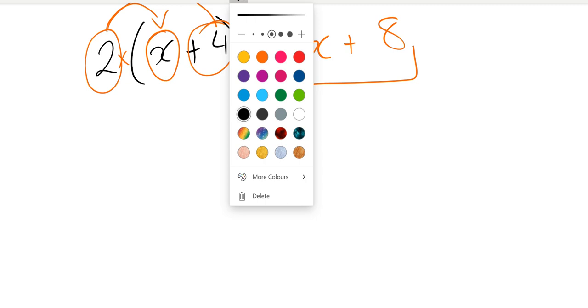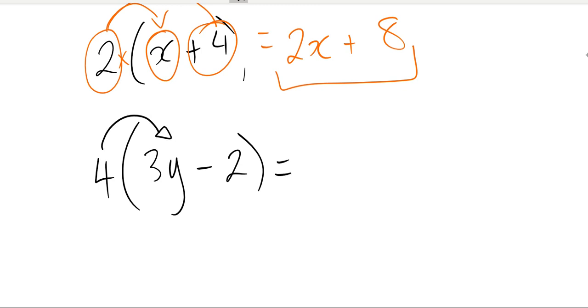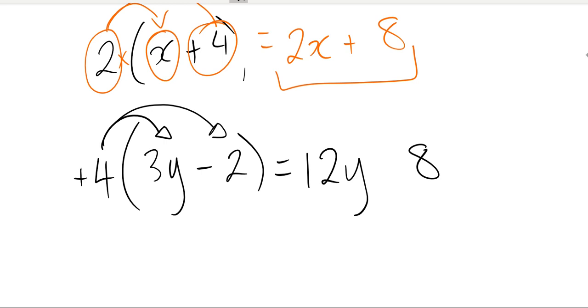Let's say that we've got 4 brackets 3y take 2. The term on the outside multiplies. 4 times 3 is 12, and we've got a y there, so 4 times 3y is 12y. 4 times 2 gives me 8. Now the 4 at the front is a positive, and a positive with a negative gives me a negative. So that's why it's 12y take 8.